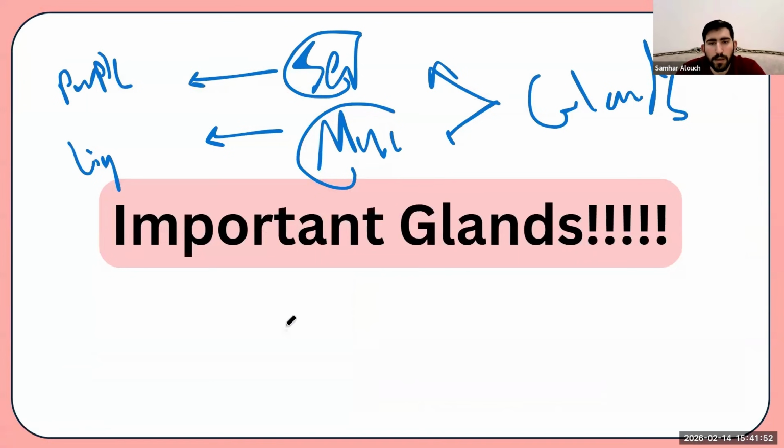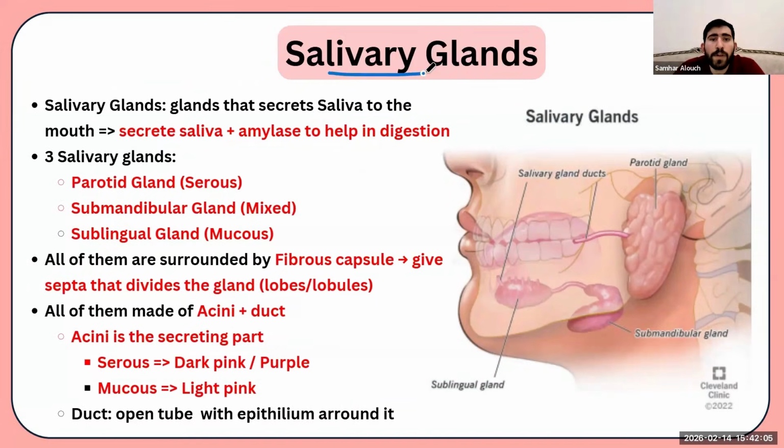Now let's talk about the real important glands. The salivary glands are glands that secrete saliva, and they are important in digestion. This was a question. It will show you one salivary gland and ask what's the function. Secreting saliva and amylase to help in digestion. I hope you memorize this like your name.